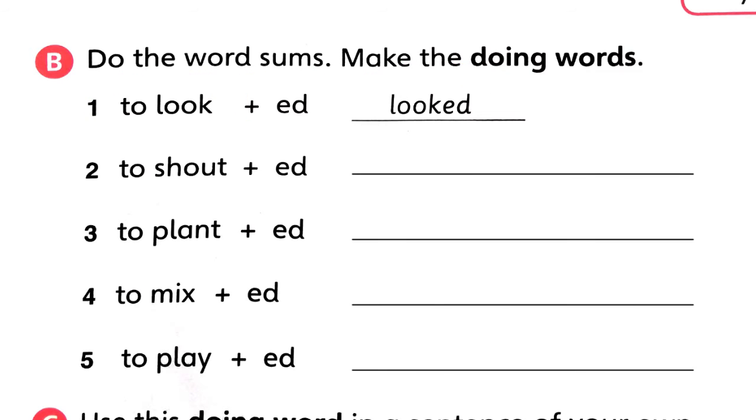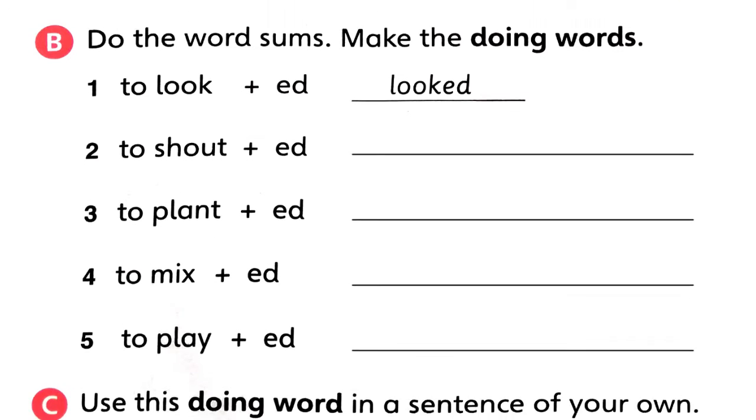To shout. Then what do we do? We add the first word plus ed. To shout is shouted. Then the third one, to plant. So we have to add plant and ed, then it becomes planted. Then to mix, it becomes mixed. And then to play, the word becomes played. No, these are all we are writing in past tense. That means it's something that we have done and finished. It's in the past. Okay, right.